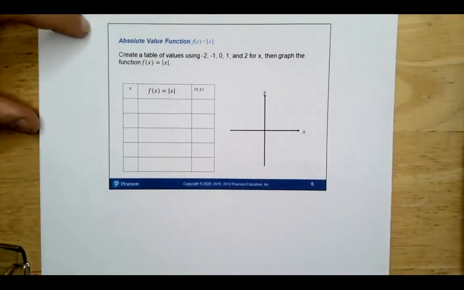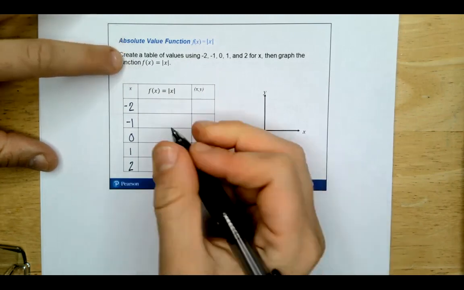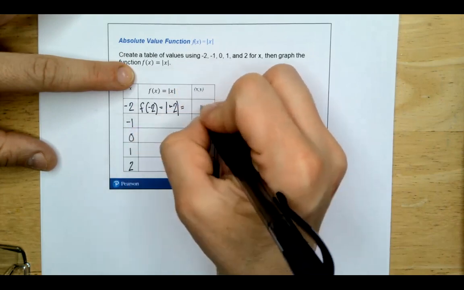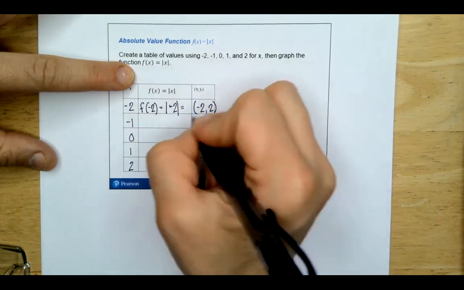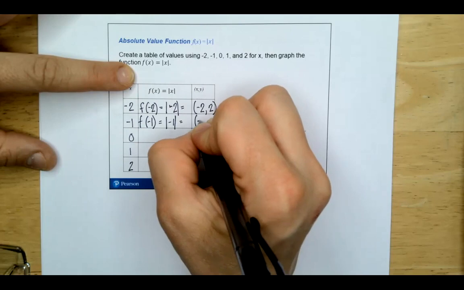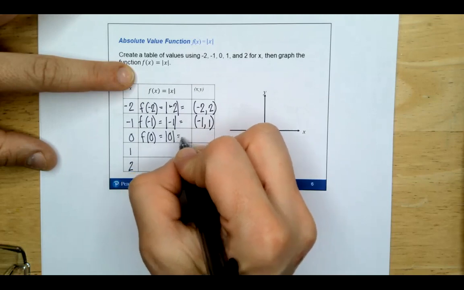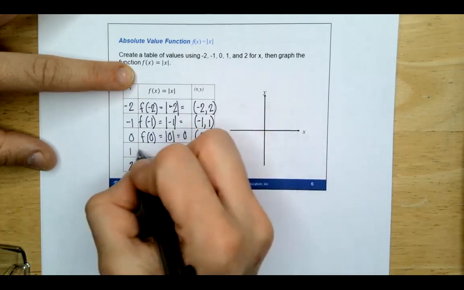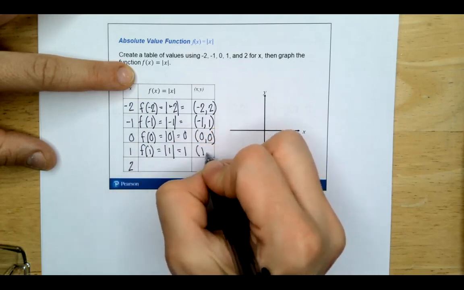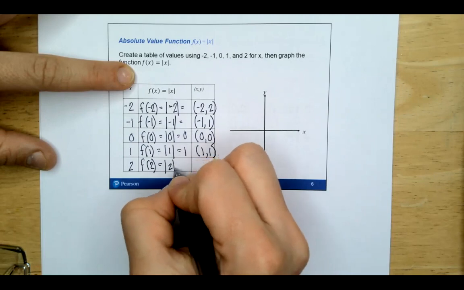Absolute value function. Think about the absolute value of our small numbers, -2, -1, 0, 1, and 2. 0 and its neighbors, right? So f of -2 is equal to the absolute value of -2, which is just 2, right? (-2, 2). -1 is going to be the same, a +1. The absolute value of 0: how far away is 0 from 0? It's 0 units away. The absolute value of 1 is just +1. And then the absolute value of all your positives is just going to be kept the same, right?